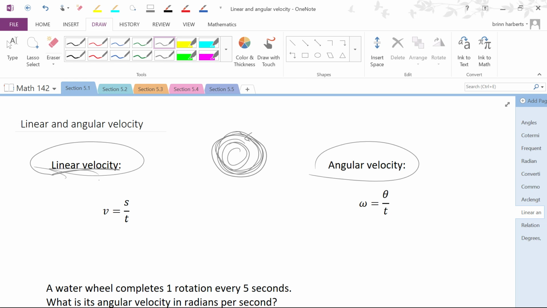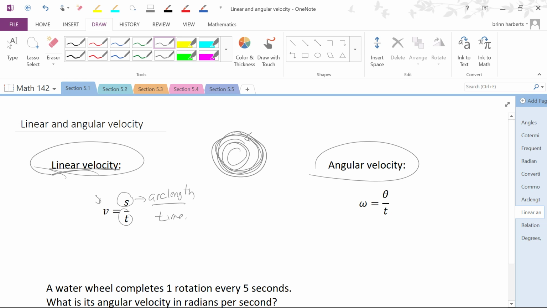Okay. Linear velocity, linear speed is like miles per hour or feet per second. You've seen before that distance equals rate times time. The velocity is like your rate. So if I want to solve that for r, the velocity, the rate, is the distance over time. S here is arc length per time.